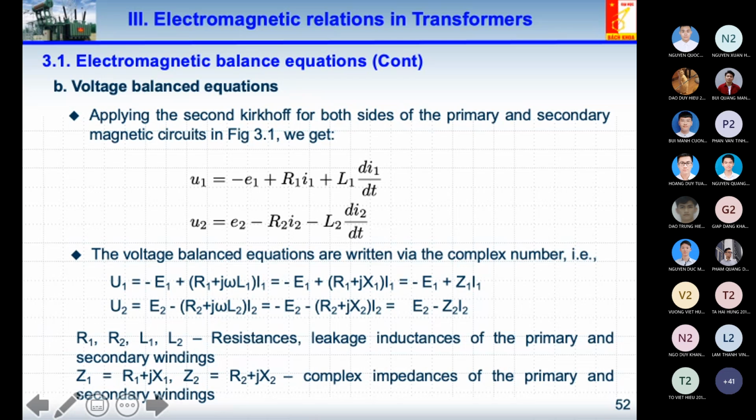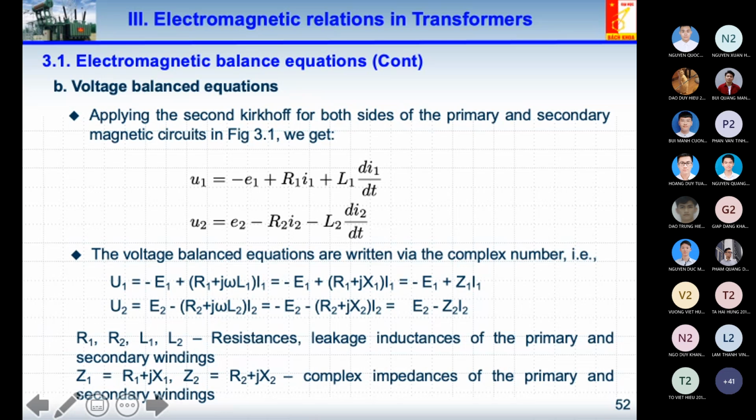If the output voltage of the transformer is now connected to the load, it means that the load current will appear on the secondary winding of the transformer. At that time, the magnetomotive force is generated by both the primary and the secondary magnetomotive force. It means that we get I1 multiplied by W1 plus I2 W2. And this is the case where the output of the transformer is connected to the load, compared with the previous case of no load.